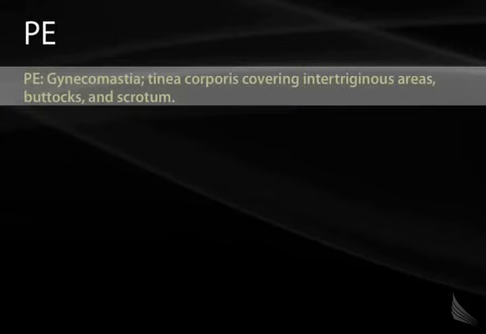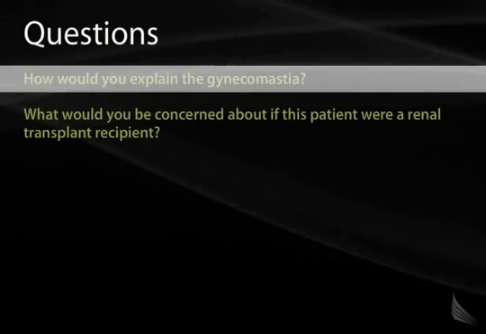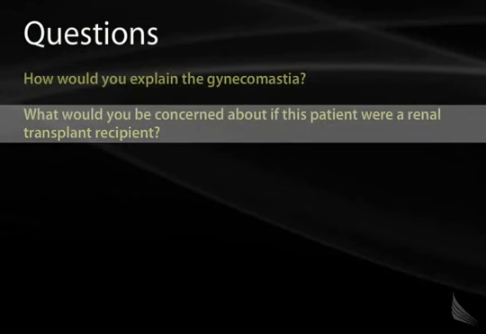On physical exam, for this male, you see gynecomastia or enlargement of the breasts. You see tinea corporis covering the intertriginous regions. Intertriginous areas are areas where skin contacts skin, so this can include the groin, the breast, the armpit. Also, the infection for this patient involved the buttocks and scrotum. How can you explain this patient's gynecomastia? And what would you be concerned about if this patient were a renal transplant patient?